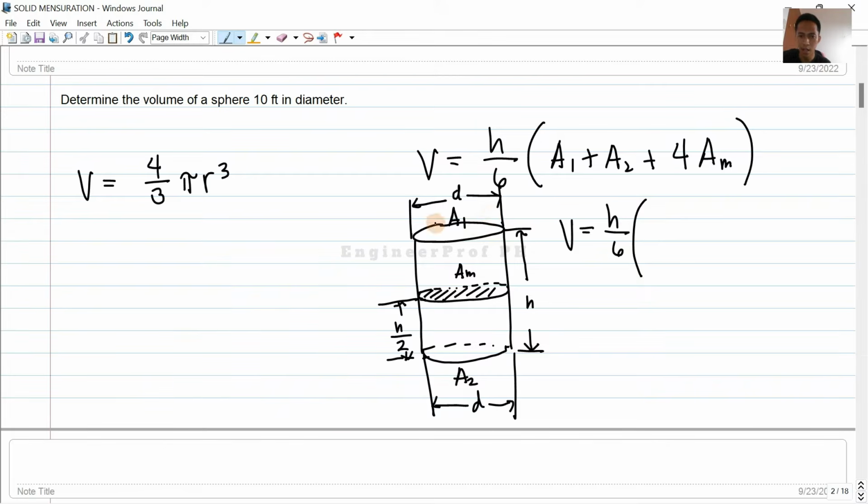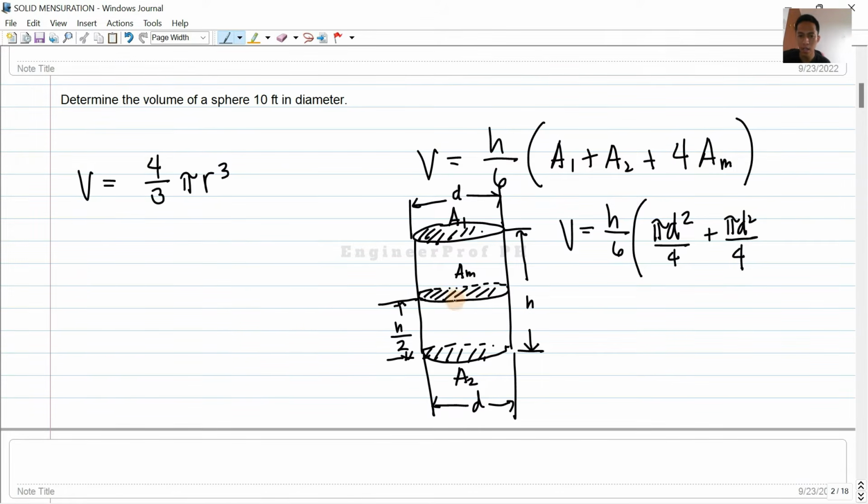We have here area 1, or the area of the top portion of your cylinder. That is pi d squared over 4, the area of a circle in terms of your diameter. And we have here the area at the bottom. That's also pi d squared over 4, so that is plus pi d squared over 4.